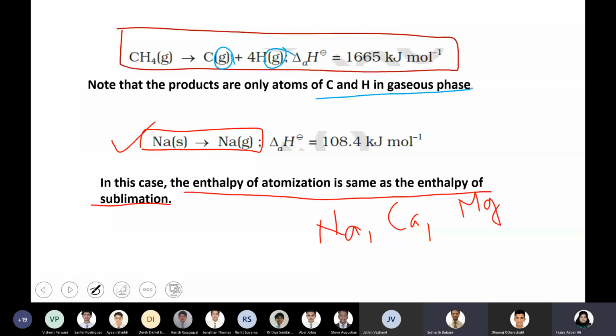Ma'am, sodium also never turns liquid. No, sodium never... But our requirement is, enthalpy of atomization means atoms in the gaseous state. So when you have a solid substance like sodium in the solid state, how much energy changes when you convert it into atoms in the gaseous state, that is what enthalpy of atomization is. It might go to the liquid state in between, but that is not the question.